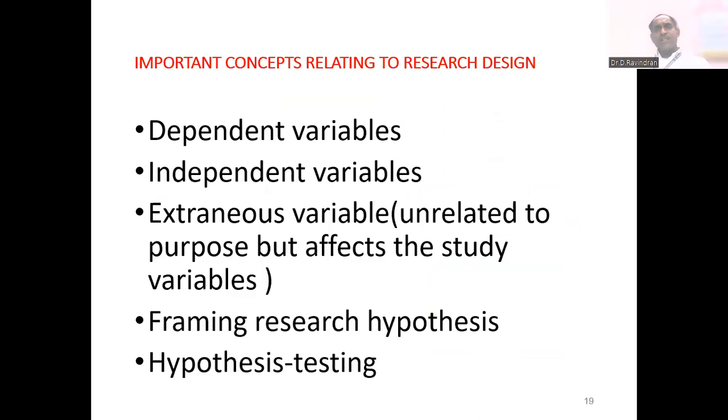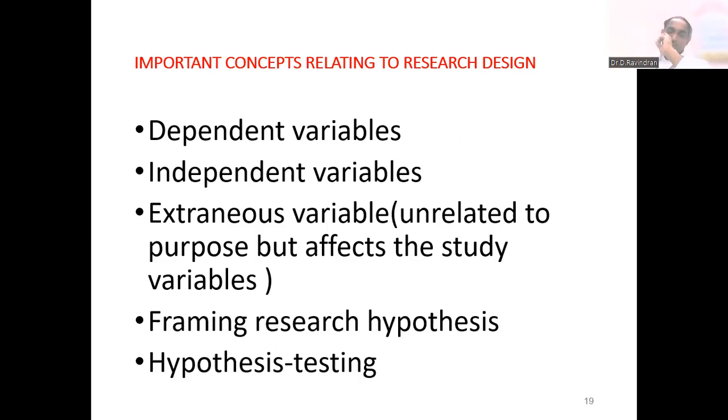And what are the other concepts we should remember to finalize the research design? Dependent variable, independent variable. What is a dependent variable? What is an independent variable? And what is an extraneous variable? A dependent variable is the outcome variable, which may be affected by another variable. For example, my satisfaction level is dependent. My income or advertisement may affect my satisfaction level. Which is getting affected is dependent, and which creates the effect or impact is called independent.